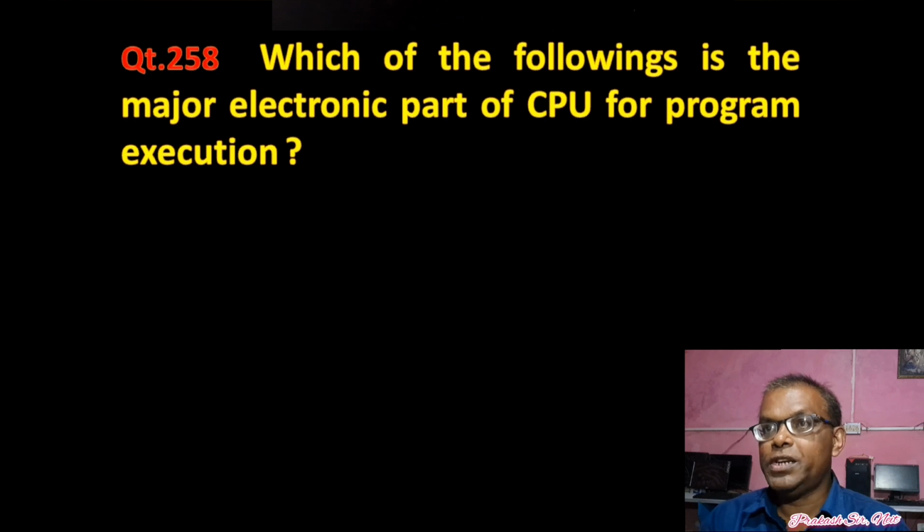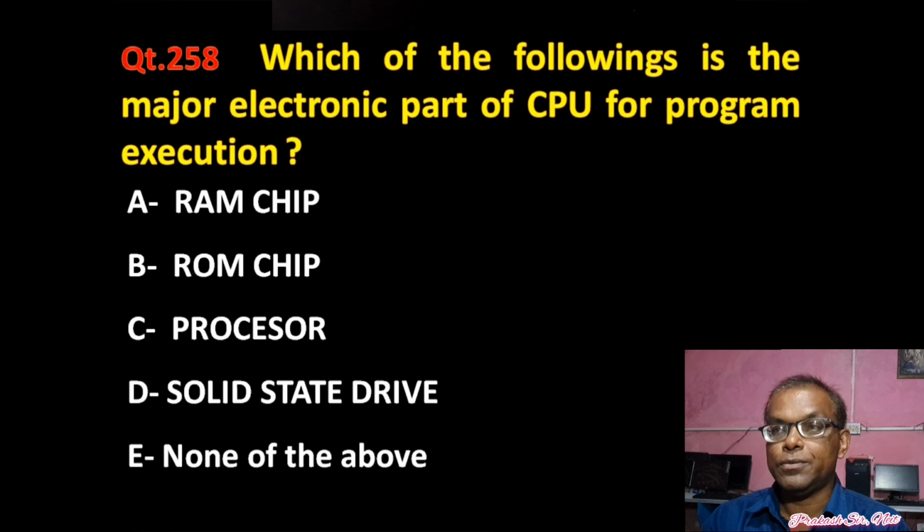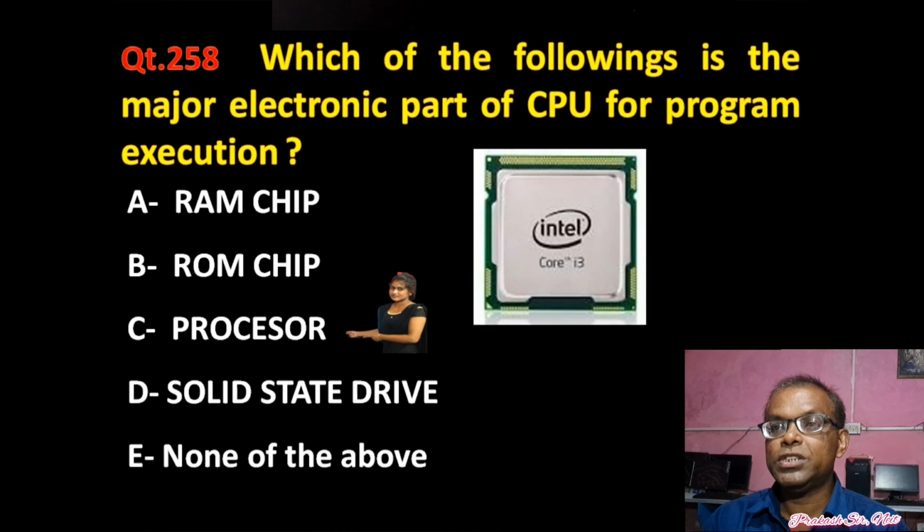Question number 258. Which of the following is the major electronic part of a CPU for program execution? Which major part executes the program inside the CPU? The alternatives are RAM chip, ROM chip, processor, solid state drive, and none of the above. The correct answer is option C, that is processor. Processor is the major and important electronic part used inside the CPU, and it is mounted on a motherboard, and it executes the real applications of the computer. So that is why the processor is the major part of a CPU.